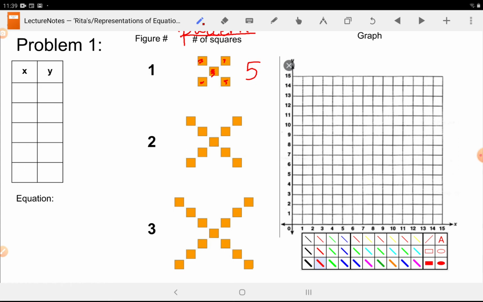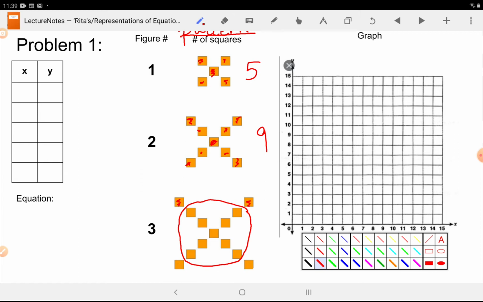Now, figure number 2. I still have what I started with, 1, 2, 3, 4, 5 from the first one. But then I'm adding 1, 2, 3, and 4. So that's 9 squares on this one. For the third one, I have the first one, then the second one where I added the 4. So if I were to look at this, this is basically figure number 2. And then I added 1, 2, 3, 4.